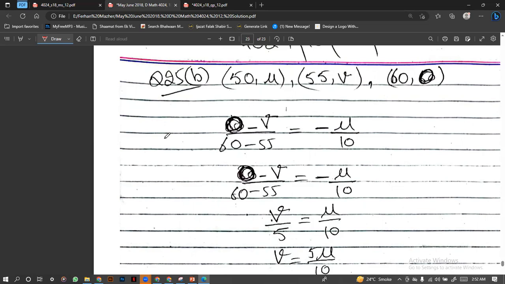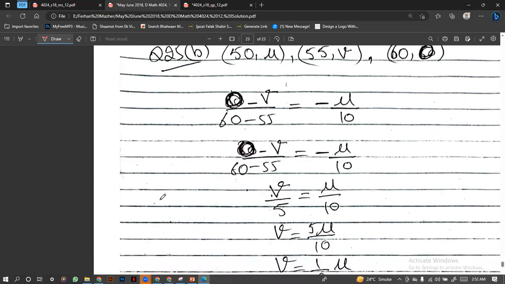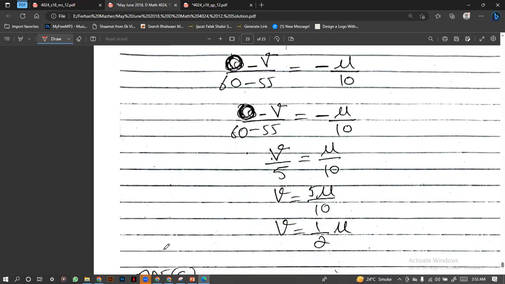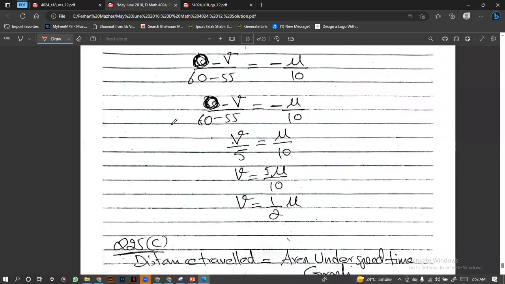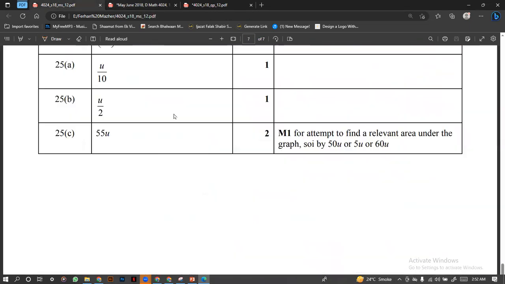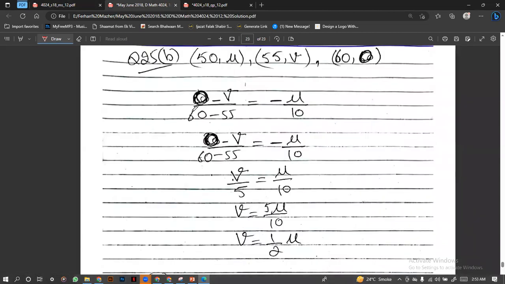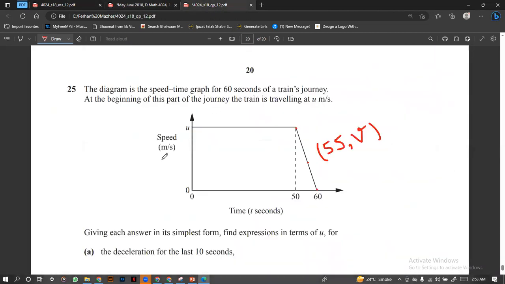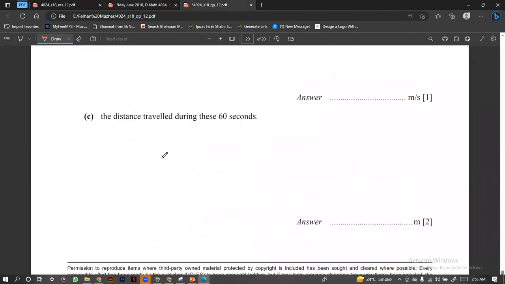The negatives have cancelled each other. So you will have v equals 5u by 10, so v will be equal to 1 by 2 u. So u by 2 is the right answer. Hopefully you understand. Okay, then we have the C part.